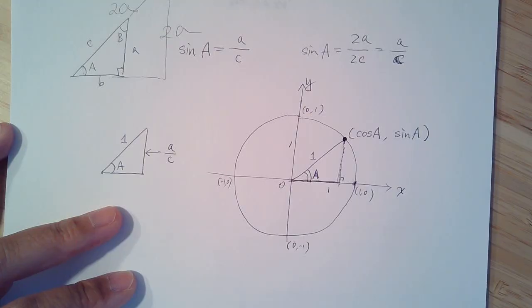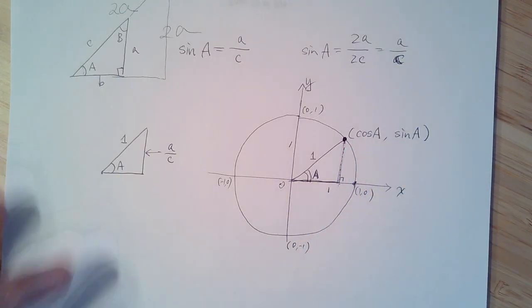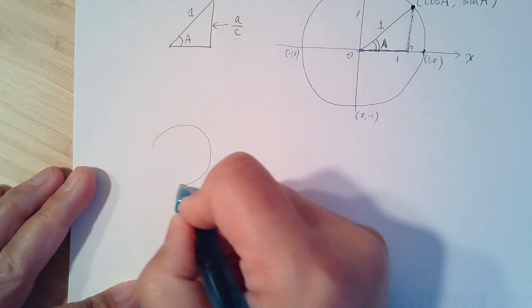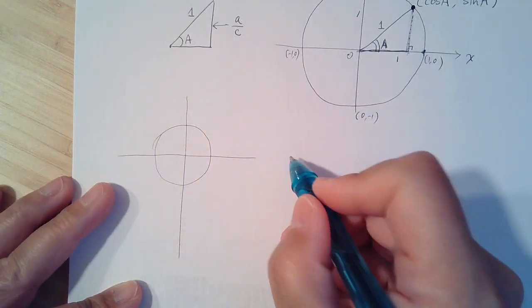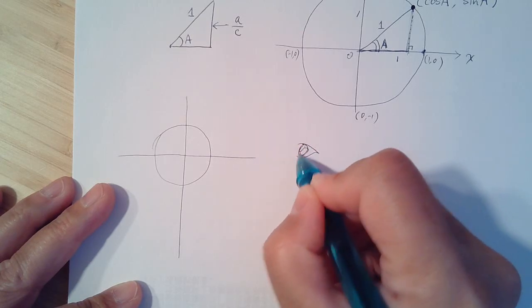All right? Now you keep this in mind. We have a cosine A, we have sine A. Here's a cosine, here's a sine. Okay, I want you to think about this. Draw a unit circle, okay? And I would ask you to keep your eye on it.